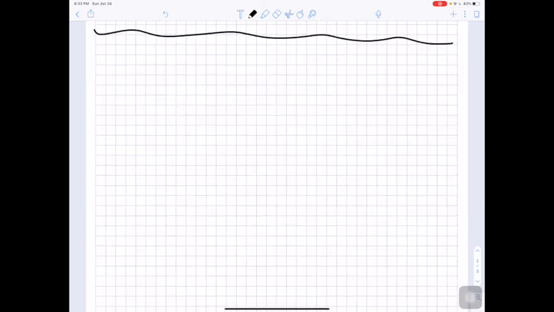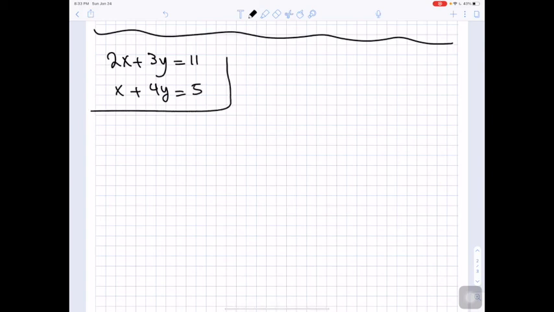So this example is going to be 2x plus 3y is equal to 11. Now x plus 4y is equal to 5. All right. I want you guys to do this on your own and post the solution in the comments, and I will correct it.